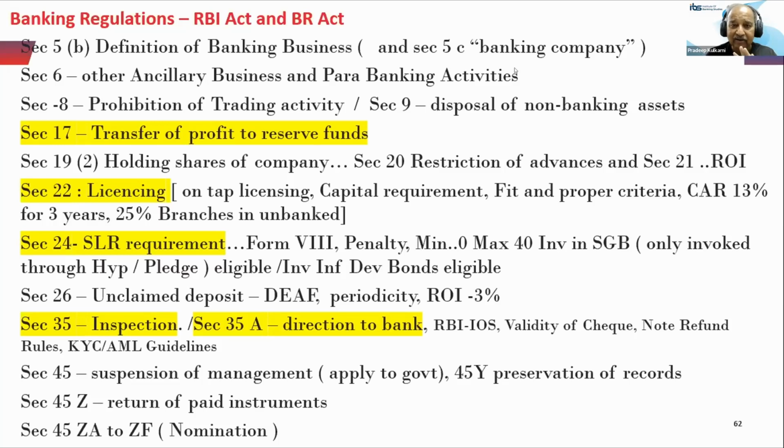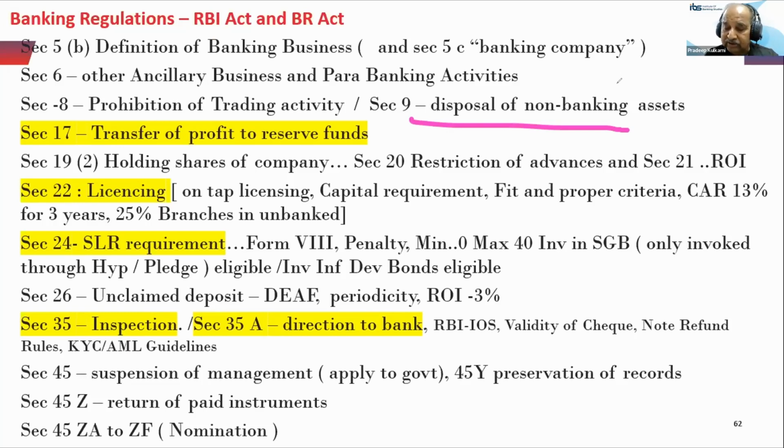Banking Regulation Act, I don't want to discuss Section 5B, Section 6, Section 8. Section 9 is very important, because for 1 to 2, 2 to 3, the non-banking assets, such as immovable assets, come into the custody of the bank. The bank cannot hold them for more than 7 years.